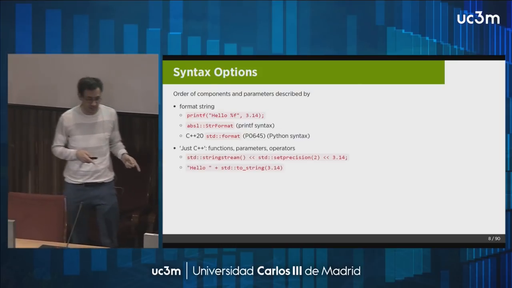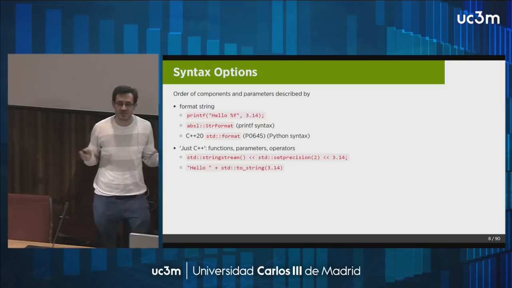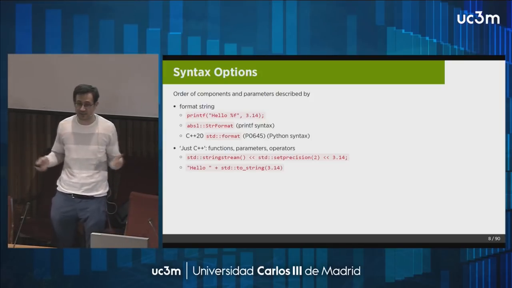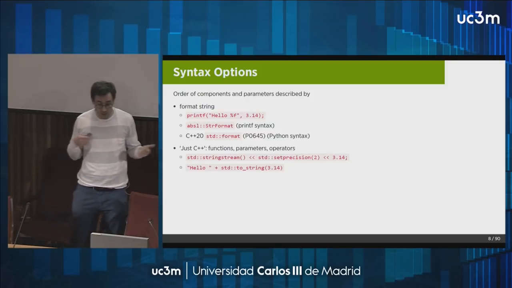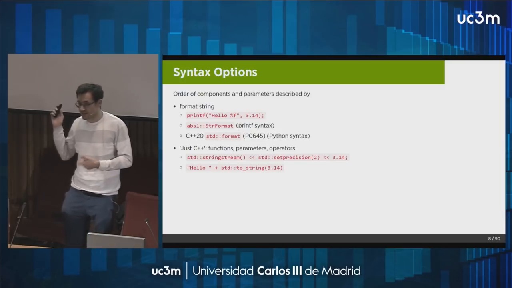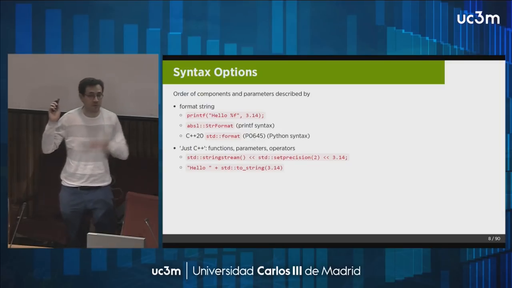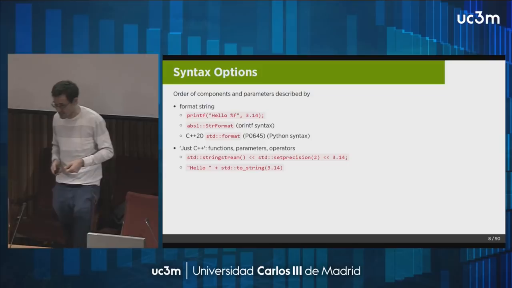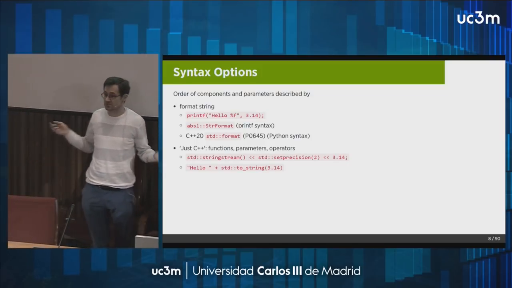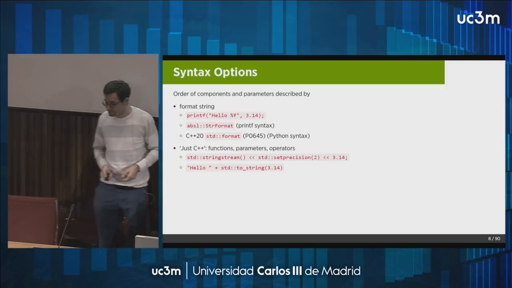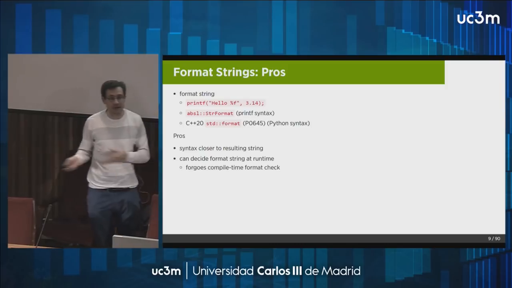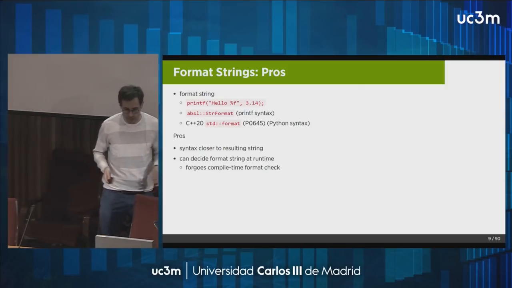The other way to do it is what I would call just C++. You use the existing C++ facilities, functions, parameters, overloaded operators. One of them is the I/O streams. Everyone hates them, but this was the way we did text formatting before we had std::format, if you want to stick to the standard. Another way, of course, is simple string concatenation. You just take the strings and put them all together. Now, let's go through them one by one and see why we would choose either one.